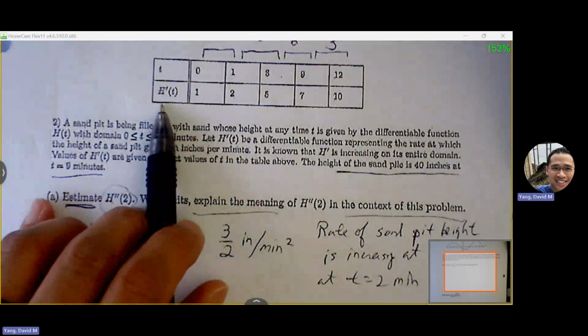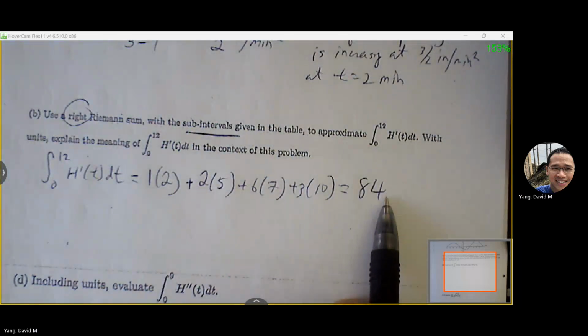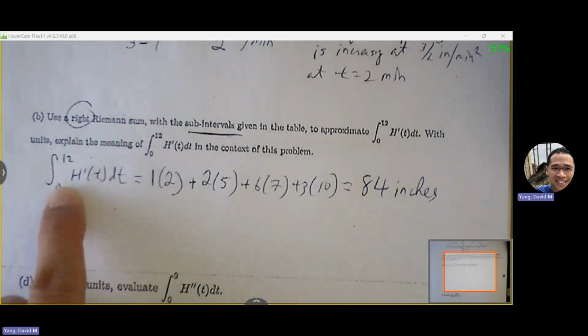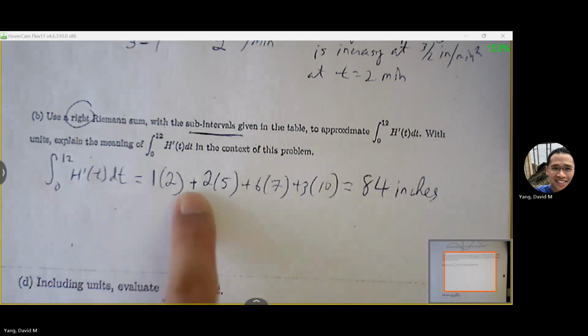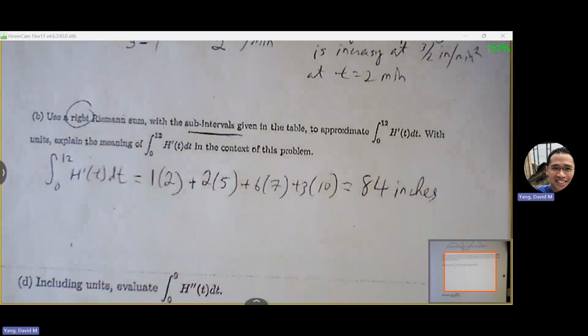Now we're accumulating these rates over a time period. H prime is inches per minute. What do you think the integral is going to do to it? Will it stay inches per minute? Will it go to inches per minute squared, or is it something else? Just inches, yeah. So this tells us over the course of these 12 minutes, after all the accumulation has occurred, the sandpit is going to grow 84 inches in this 12-minute period.